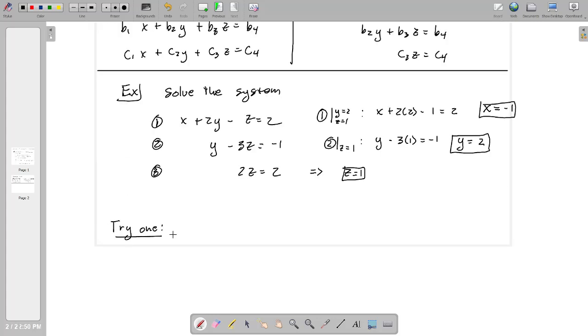Try one. Solve the system. 2x minus y plus z is equal to 5. Y minus 2z is equal to negative 2. And 12z is equal to 12.